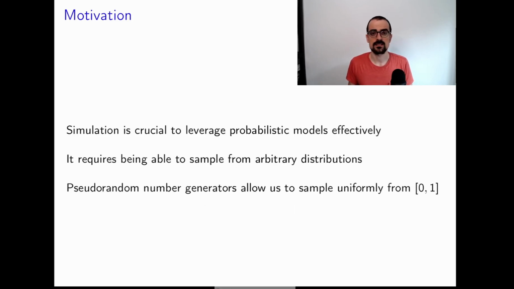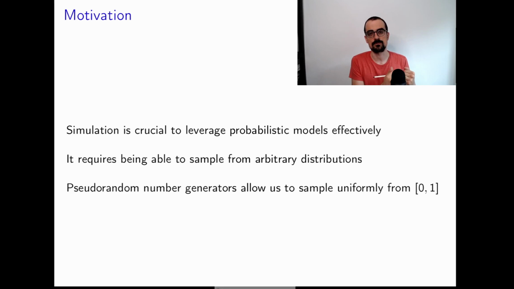The motivation is that simulation is extremely important in data science when we're leveraging probabilistic models, as we saw when we introduced the Monte Carlo method. And simulating requires being able to sample or produce realizations from arbitrary distributions. In practice, this is done by decoupling the generation of the samples into two steps. First, we generate purely random numbers between 0 and 1, and then we reshape those numbers so they have the appropriate distribution. We're not going to talk very much about the first step.